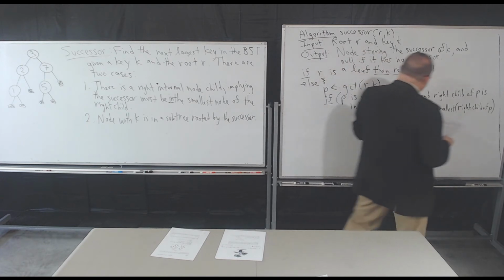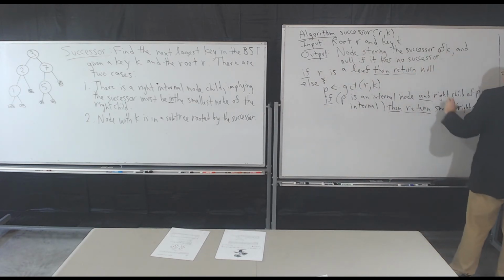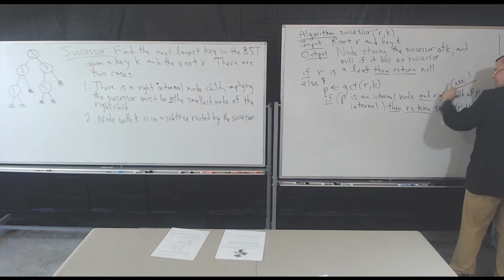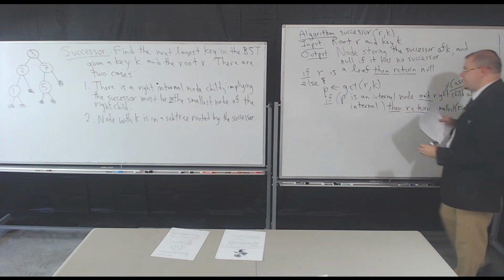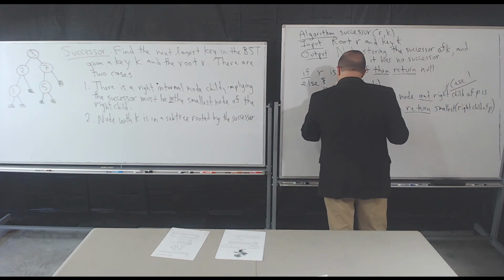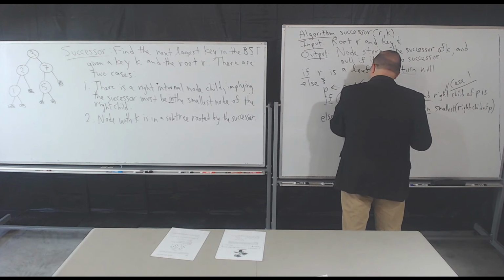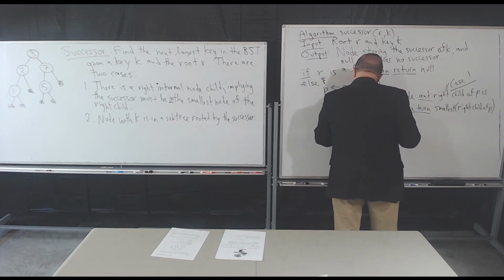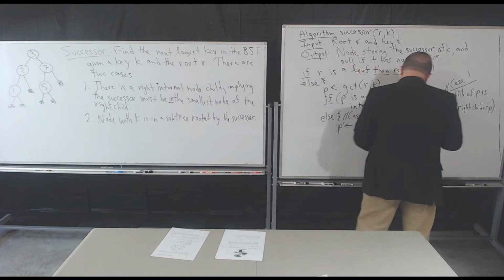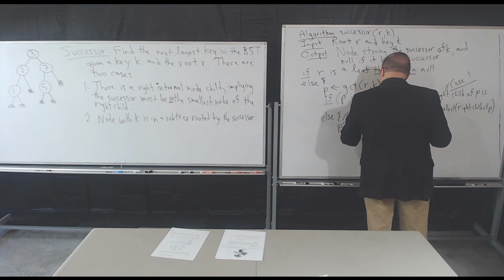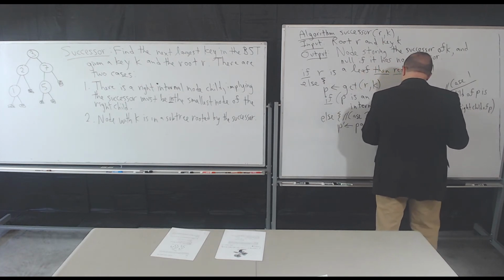Otherwise, this is, by the way, case number 1. Kind of running out of space here. This is case 1 right here. This if statement, that is case 1. Otherwise, we have case 2. So in case 2, I'm going to create a reference to a node. I'm going to call P prime. This is going to be the parent of P.